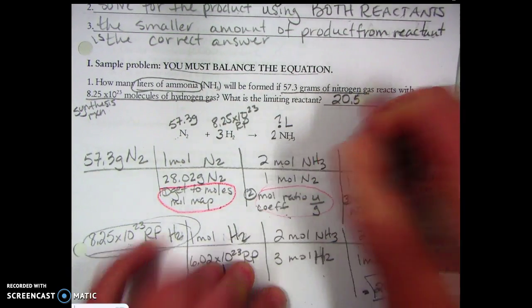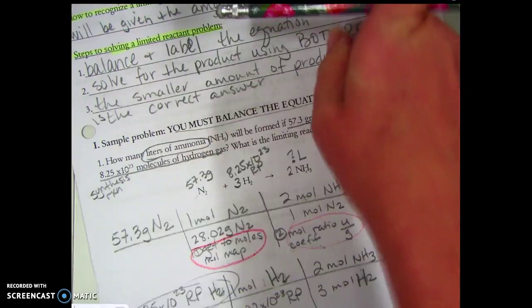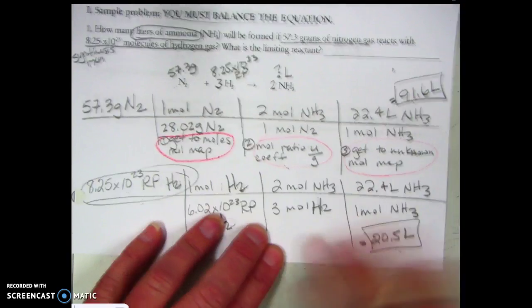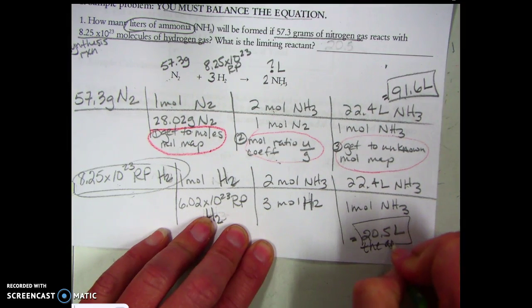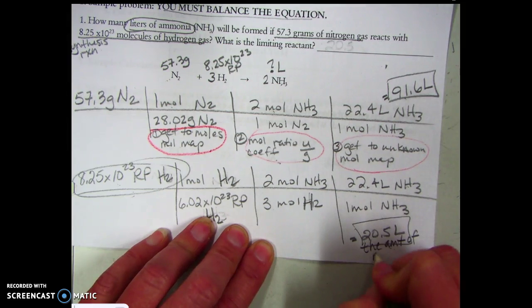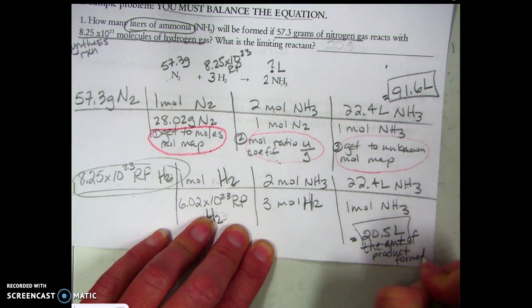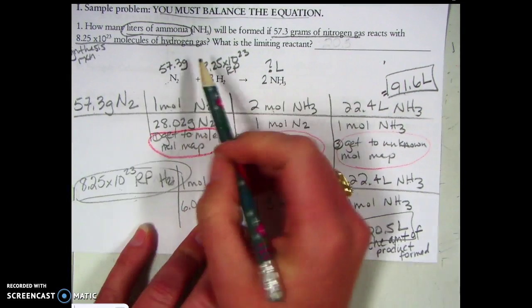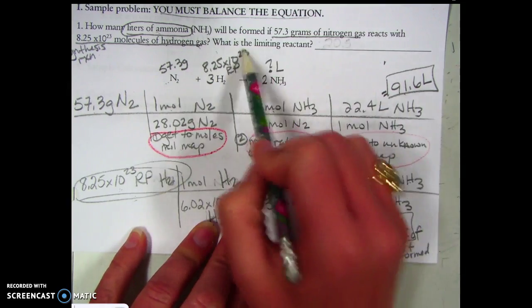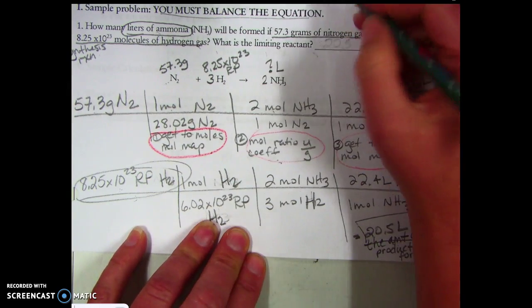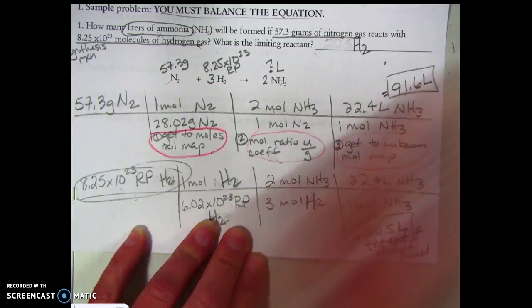So 20.5 liters is the amount of product formed. So we need to put 20.5 liters is the amount of product formed. But that's not what my question asks. My question asks, well, it does ask that right here, but my second question is, what is the limiting reactant? The limiting reactant is hydrogen gas.